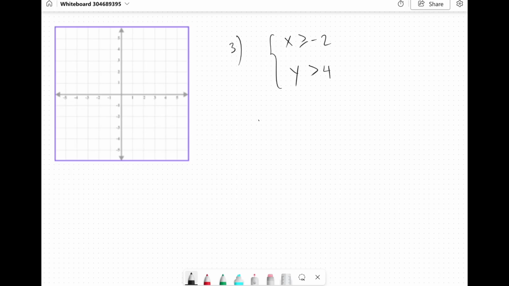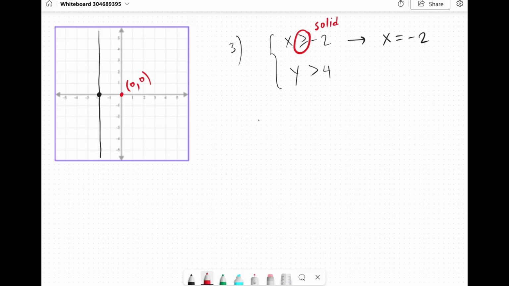So your first line here, once you make it into a line, is x equals negative 2. As a reminder, this is a vertical line that passes through negative 2 on the x-axis, and this line will be solid because the symbol is greater than or equal to. To check which side of this line I will be shading, I will pick a point somewhere that is not on the line. I think I like 0, 0. So that is checking the right side of the line for me.